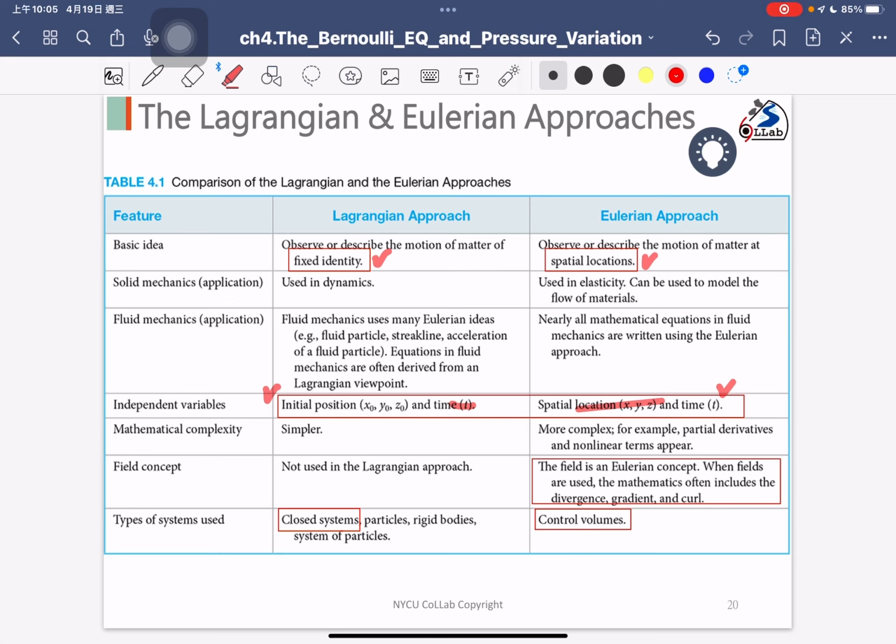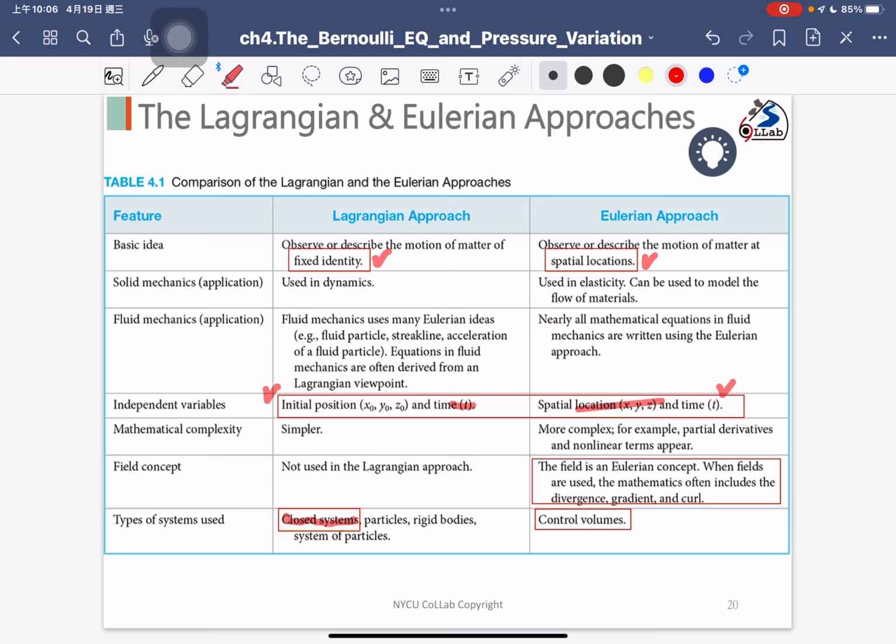So the Lagrange is more difficult to apply in real cases. It can only be applied to closed systems, because with the Lagrange we need to track the fluid particle. But sometimes it's very difficult to track the same fluid particle in your system. So the Lagrange can only apply to closed systems.